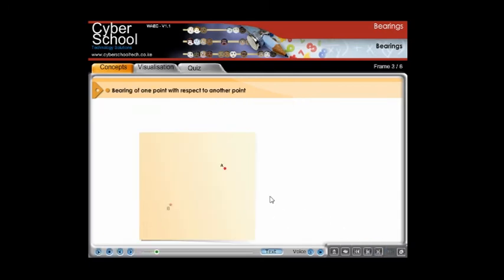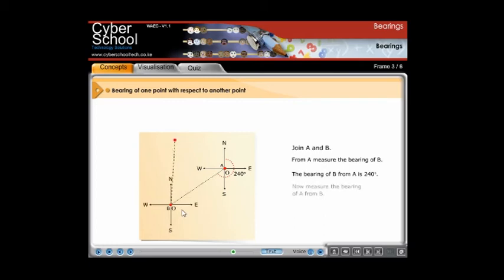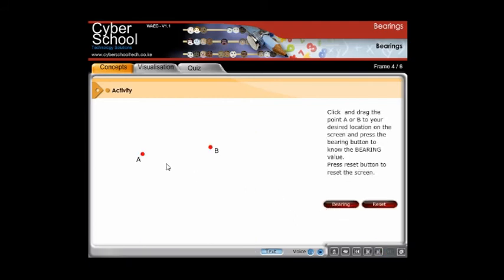A bearing is used to represent the direction of one point with respect to another point. Note the following. 1. 3 figures are used to give bearings. 2. All bearings are measured in a horizontal plane. Drag the points A and B to find the bearing of B from A.